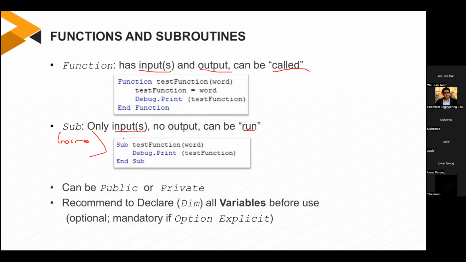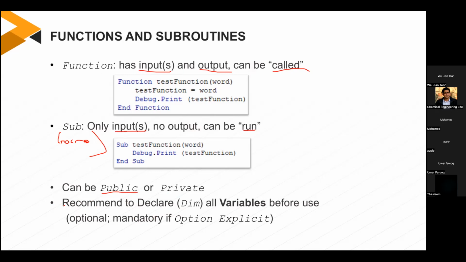So a function can be public or private. That defines how you can access it and where you can access it. For most cases, I will just call it public. So I just want to access it anywhere in the whole Excel. I don't want to limit myself.